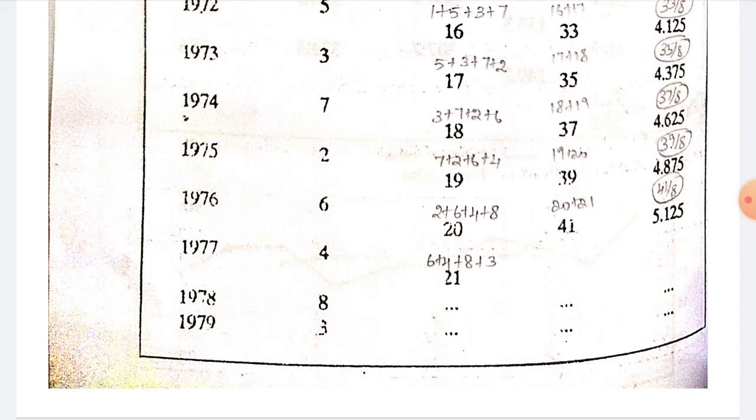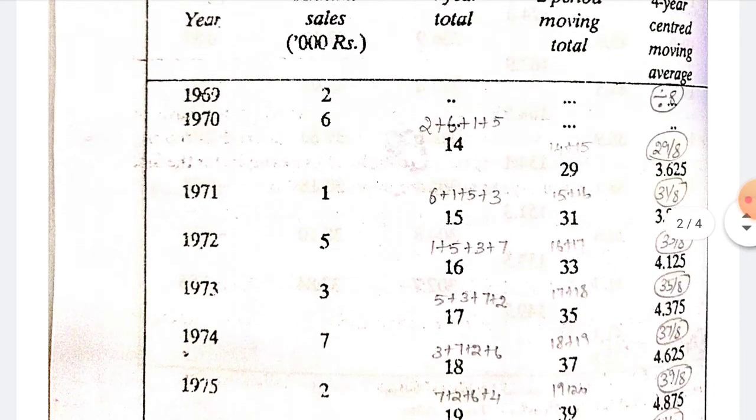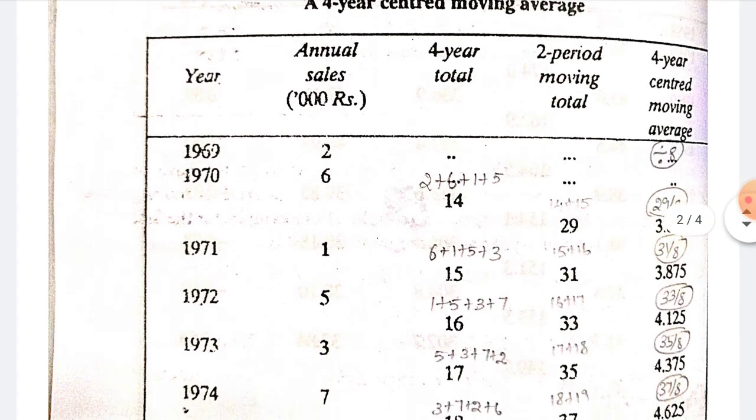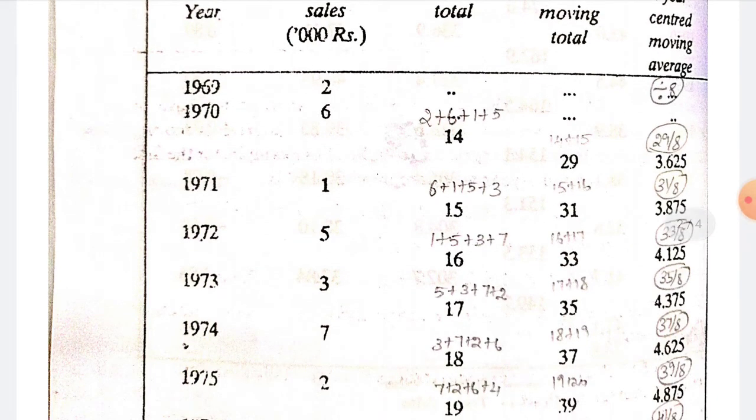6 plus 4 plus 8 plus 3 is equal to 21. Next we have to find the 2-period moving total. So 2-period moving total means from these values we have to find the addition of 2 years. That is 14 plus 15 is equal to 29.